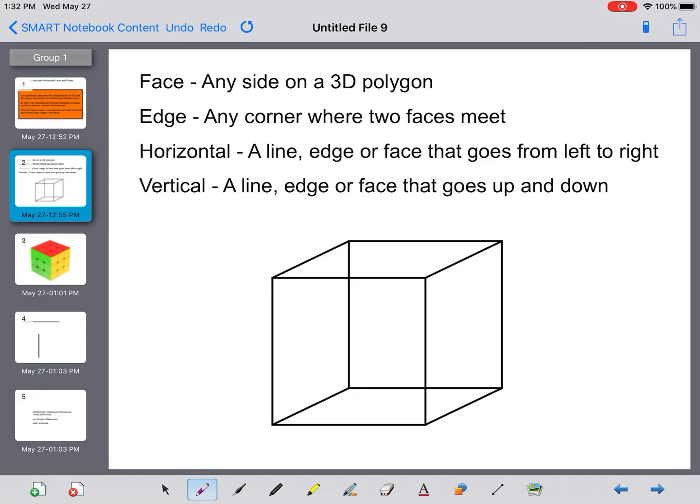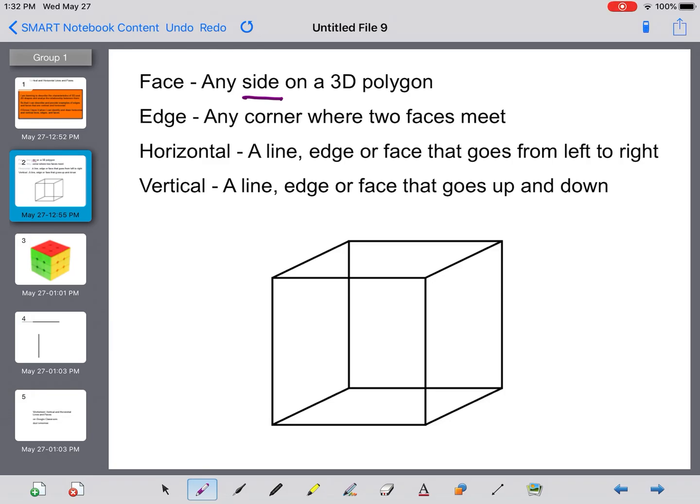Okay, so first let's start with a couple of definitions for you. A face is any side on a 3D polygon, and a polygon would be a cube in this case. You're going to see a cube today, but basically any 3D shape or any 2D shape even is a polygon. So any side is a face. An edge is any corner where two faces meet.